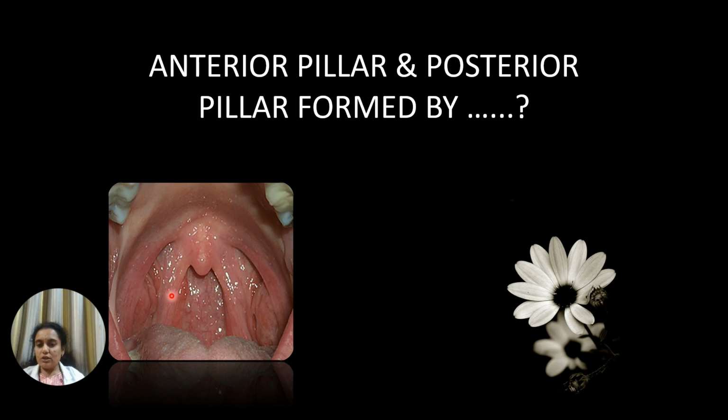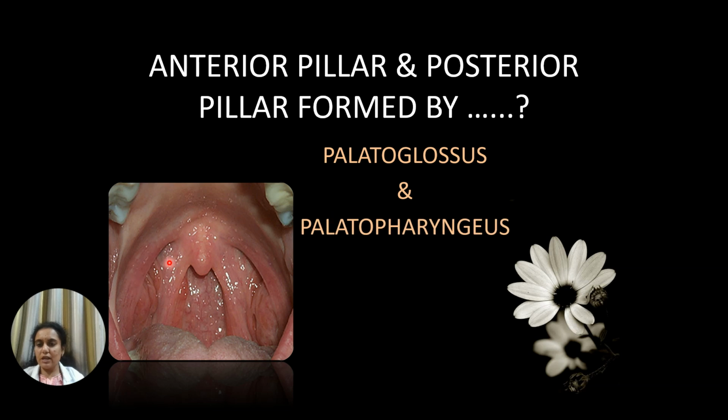So here we can see the picture of a tonsillar fossa showing the tonsils. This fossa anteriorly has the anterior pillar and posteriorly the posterior pillar. The anterior pillar is formed by the palatoglossus muscle and the posterior pillar is formed by the palatopharyngeus muscle.